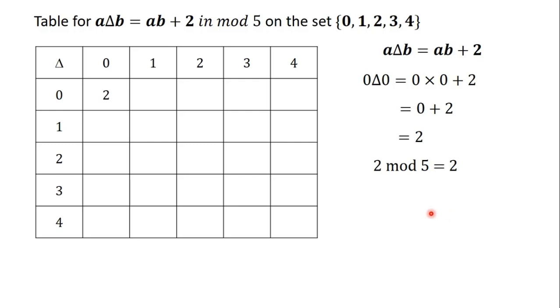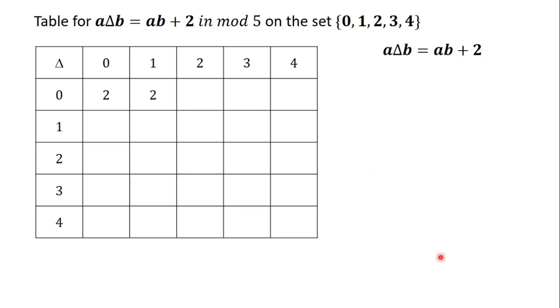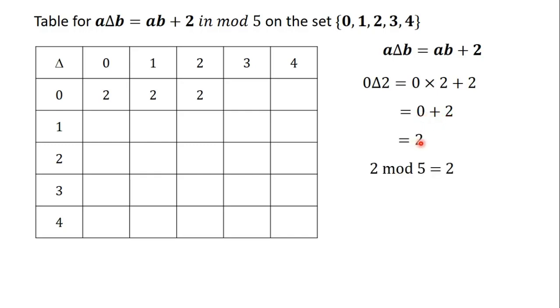The next one is 0 delta 1. 0 delta 1 is equal to 0 times 1 plus 2. This will give us 0 plus 2, and 0 plus 2 will give us 2. 2 mod 5 is 2. The next one is 0 delta 2. 0 delta 2 is equal to 0 times 2 plus 2. This will give us 0 plus 2. 0 plus 2 is 2. 2 mod 5 is 2.